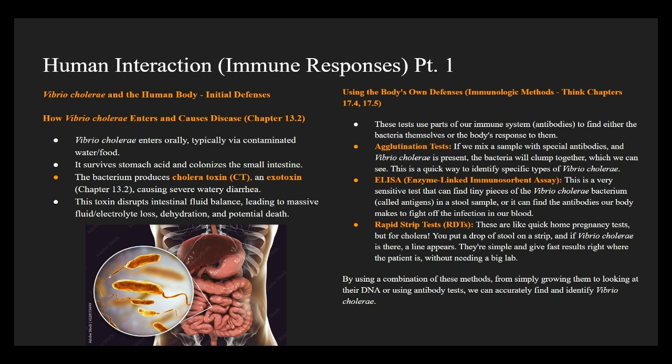Vibrio cholerae enters orally, survives stomach acid, and colonizes the small intestine. It produces cholera toxin, CT, causing severe watery diarrhea, massive fluid loss, dehydration, and potential death. The slide also reiterates immunologic detection methods from slide 12. Agglutination test, ELISA, and rapid strip test are crucial for accurate diagnosis.